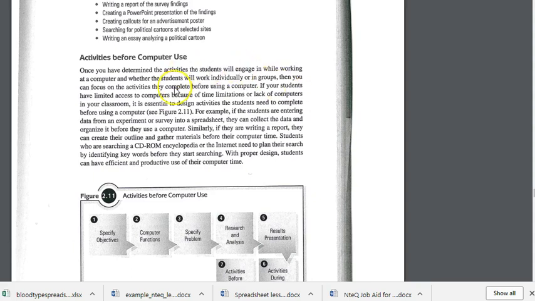If your students have limited access to computers because of time limitations or lack of devices in your classroom, then it's essential to design activities that they need to complete before they ever get to the computer. So if students are entering data from an experiment or survey into a spreadsheet, they can collect the data and organize it before they ever get to the computer. Or if they're writing a report, they can create an outline and gather materials before their computer time.